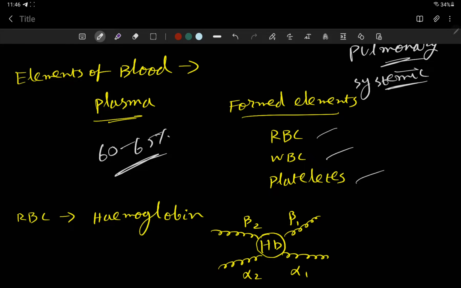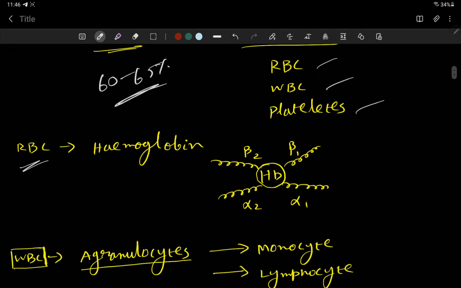What are the functions of these three? At first, RBC. RBC means red blood corpuscle. In a mature mammal, the RBC does not have a nucleus. Why? To maximize the carrying capacity of oxygen, mature RBCs are devoid of a nucleus and use that extra space to carry oxygen.